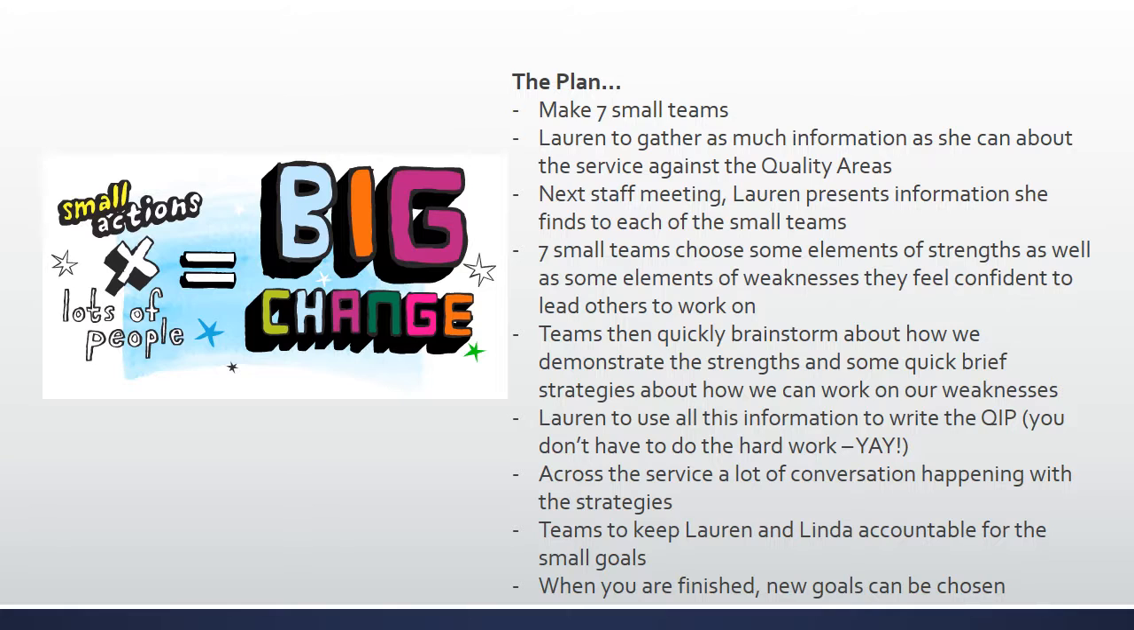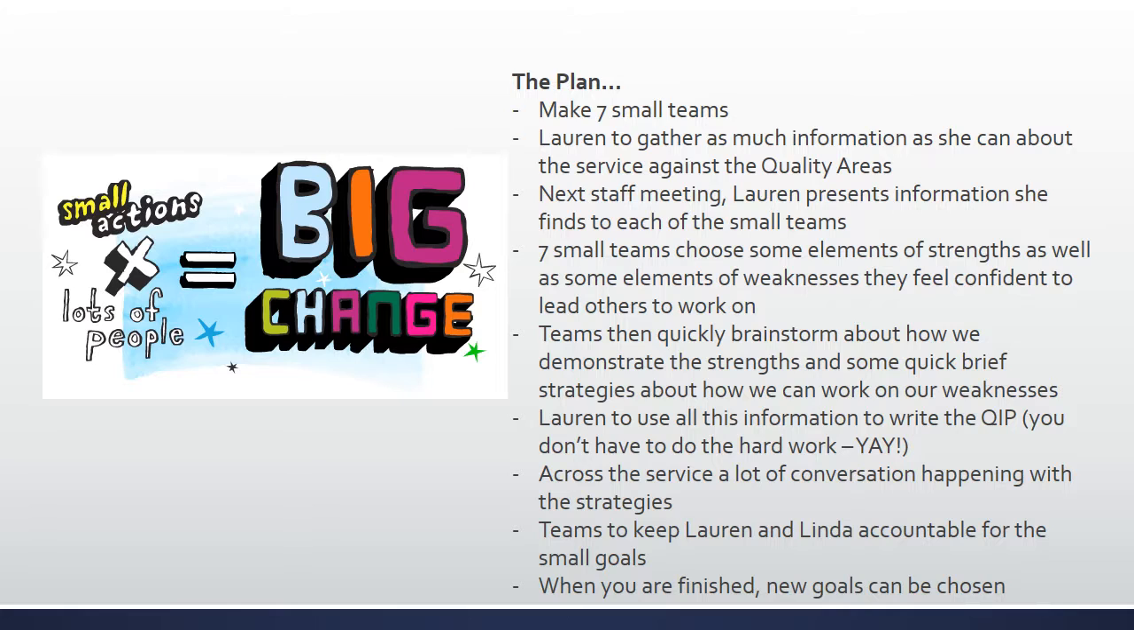And I guess because we've got so many people, what I was going to say about only having 7 educators is that we still had the same number of quality areas, still had the same number of standards and elements to be looking at. So we are quite privileged, even though sometimes for some it might seem like a really big challenge with how large our service is. I'm actually seeing it as something that's really exciting, how large our service is, because then we can make bigger changes. So our plan is to make 7 small teams. Lauren, which is me, to gather as much information as she can about the service against the quality areas.